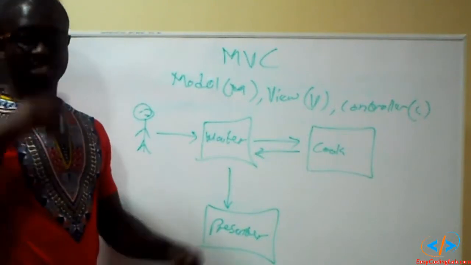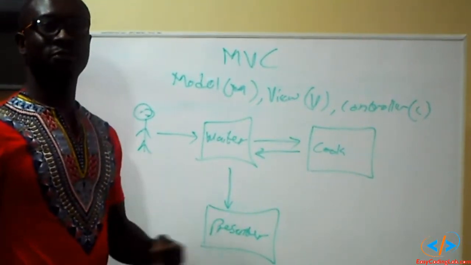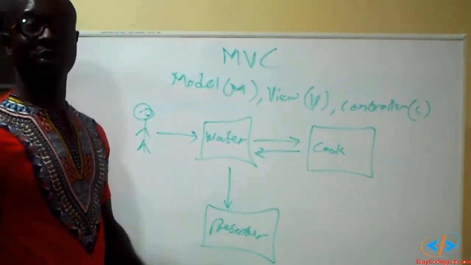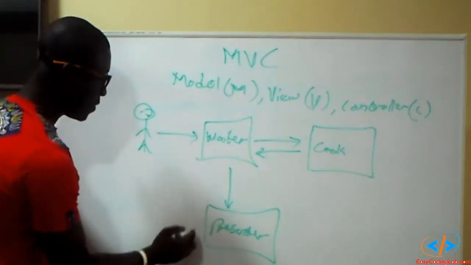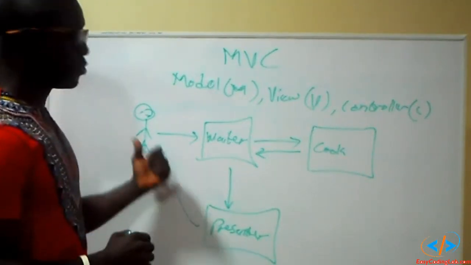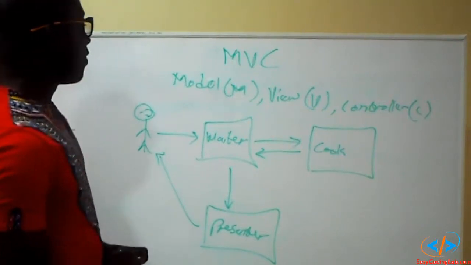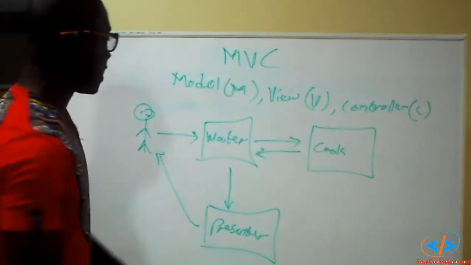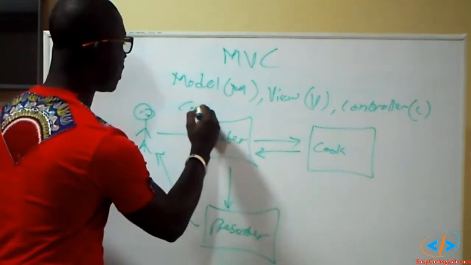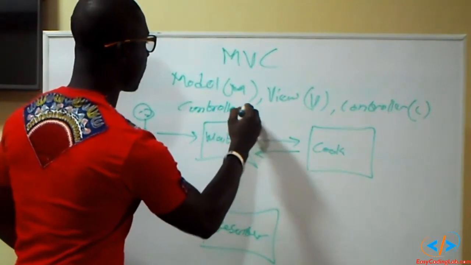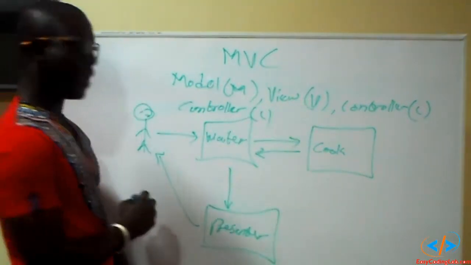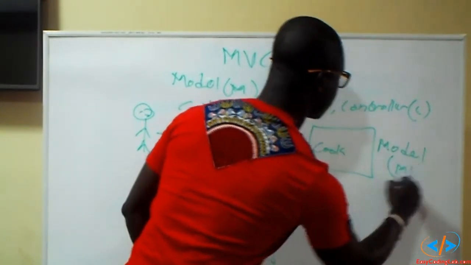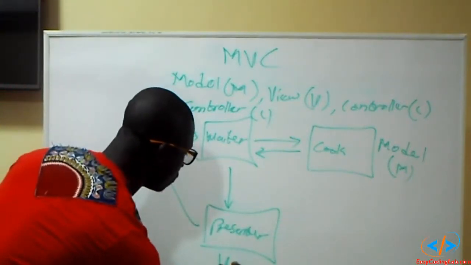The presenter then garnishes the food, packages the food in so attractive a way that when you receive your meal, you like it, you love the aroma, and then you begin to enjoy it. Bon appetit. So the presenter then hands over your food to you for you to go and enjoy. This can be likened to MVC. What is happening here is that the waiter is our controller. And then the cook here is our model. And then the presenter is our view.